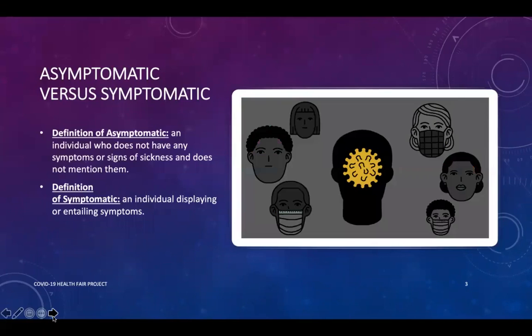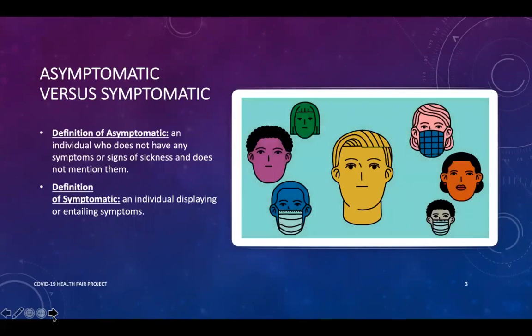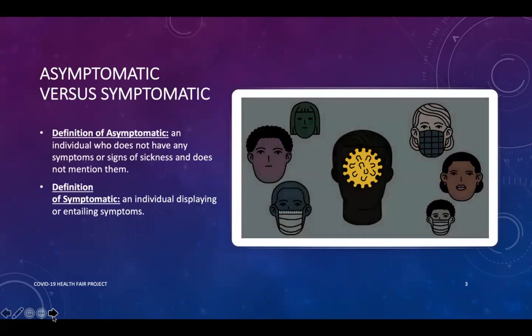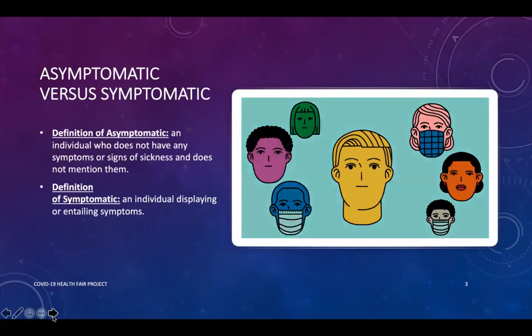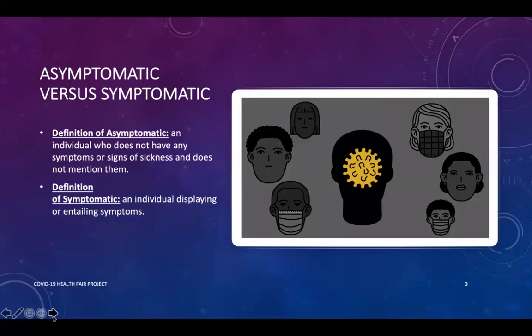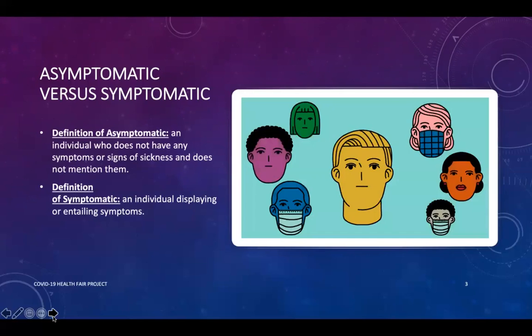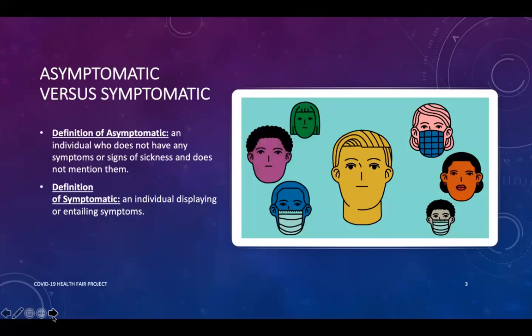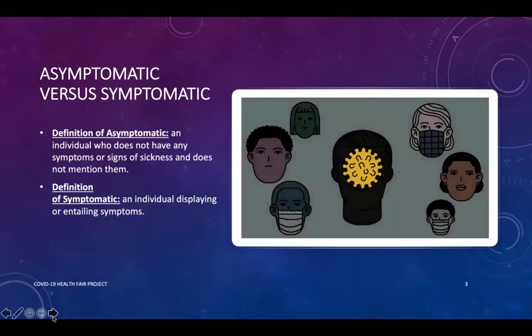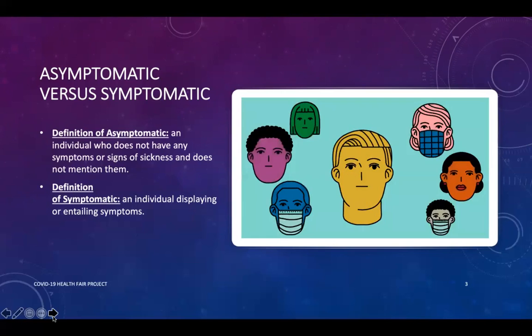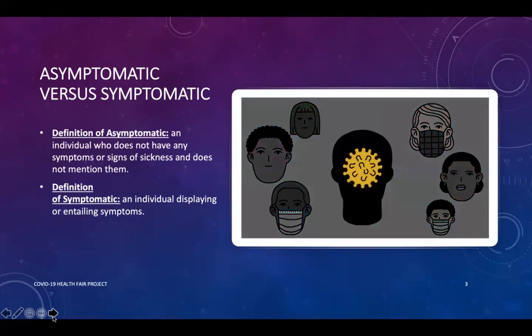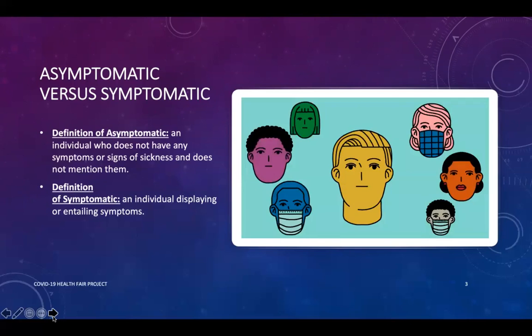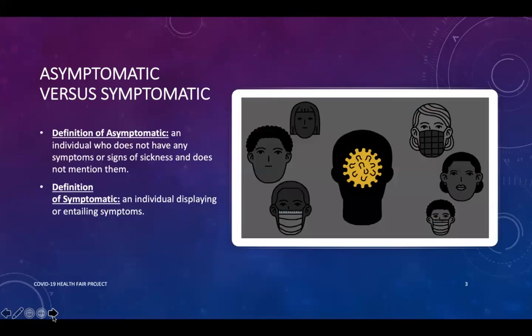Now I'm going to break down the definitions of asymptomatic versus symptomatic. Asymptomatic is basically an individual who does not have any symptoms or signs of sickness and does not mention them. Symptomatic is an individual displaying or telling symptoms. So this is one of many reasons why we have safety precautions in place, especially when we have people going to God knows where. Some people may have the virus and may not show any symptoms, which can pose a risk to other people as well. So the best thing we can do is follow our protocols of washing our hands, staying our distance, and also putting on our masks.